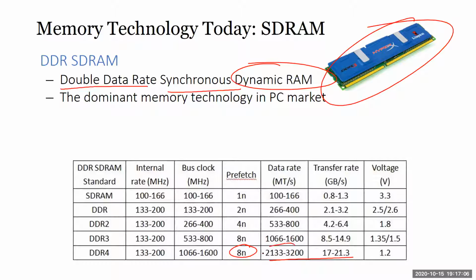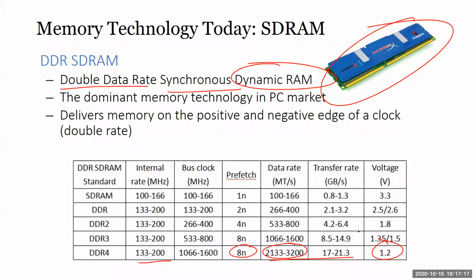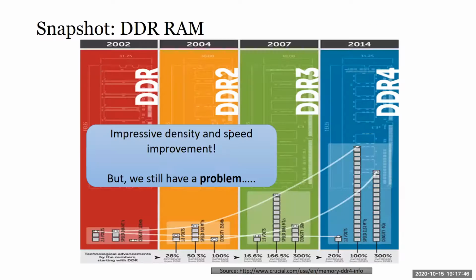These days, as you can see, the data rate has climbed very high. The internal rate is 133, 200. The transfer rate is much higher, so the voltage swing is much smaller. What they call double data rate, because of this clock cycle, right? Basically it's a timing. So you have this pattern of timing: you read, go and refresh, then do something else. Double data rate means that on the positive edge and the negative edge, you can examine the value of the RAM.